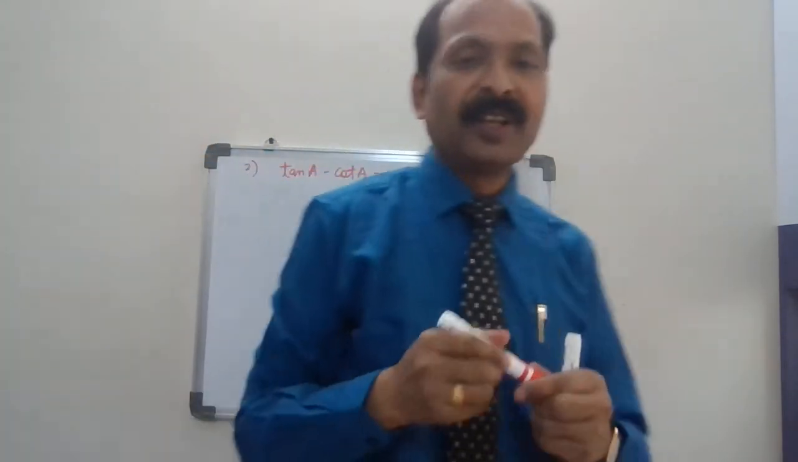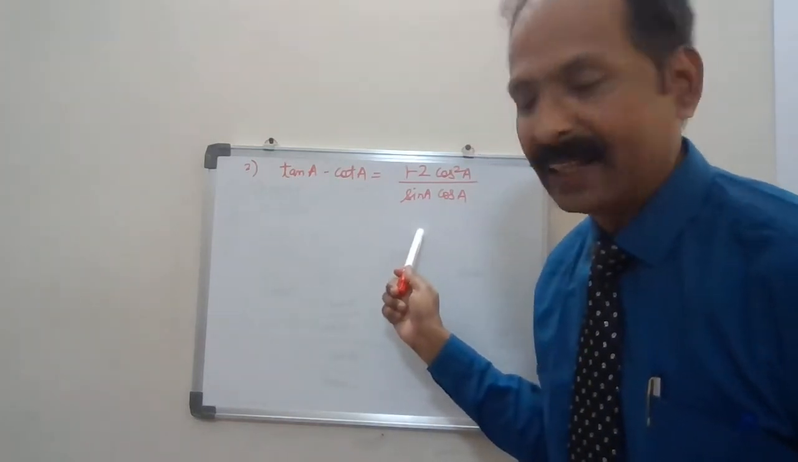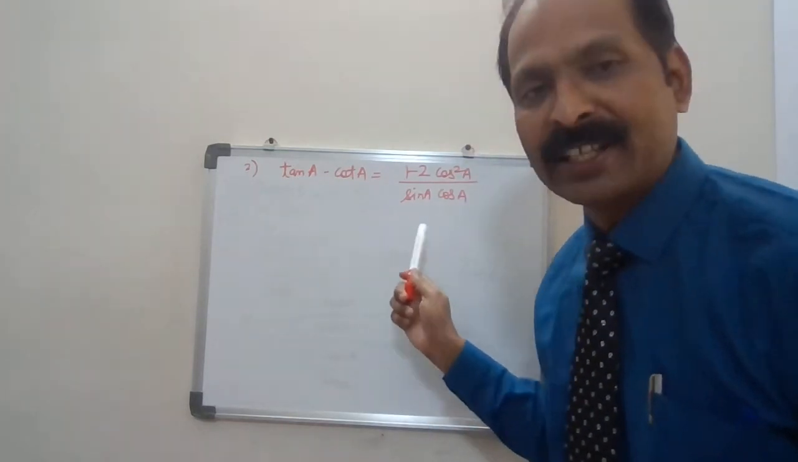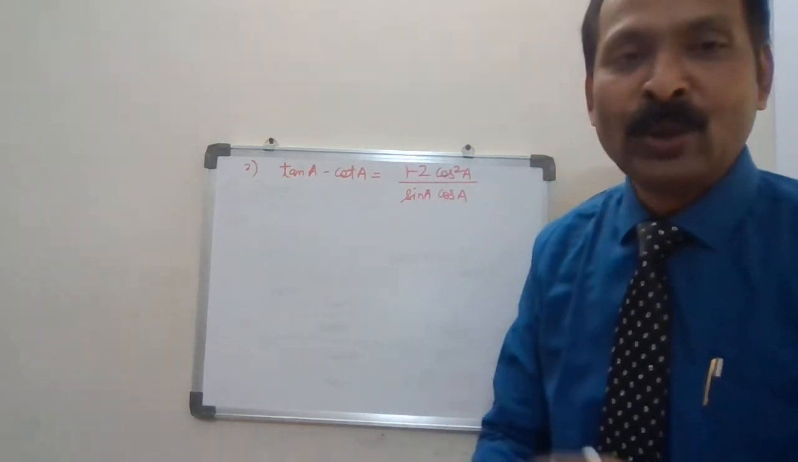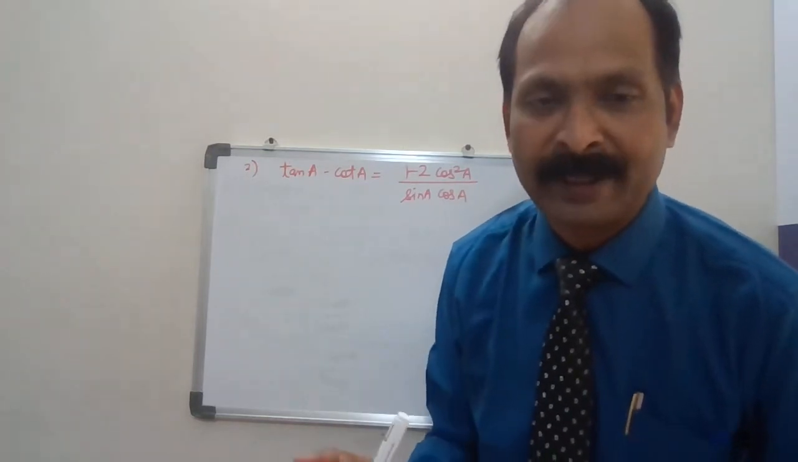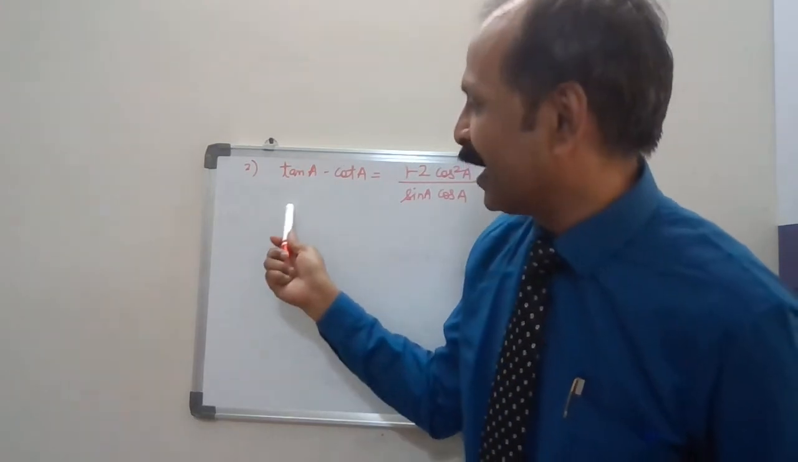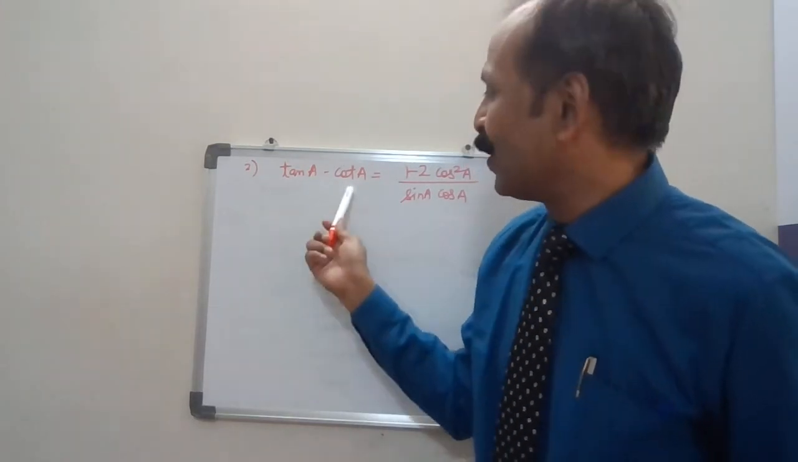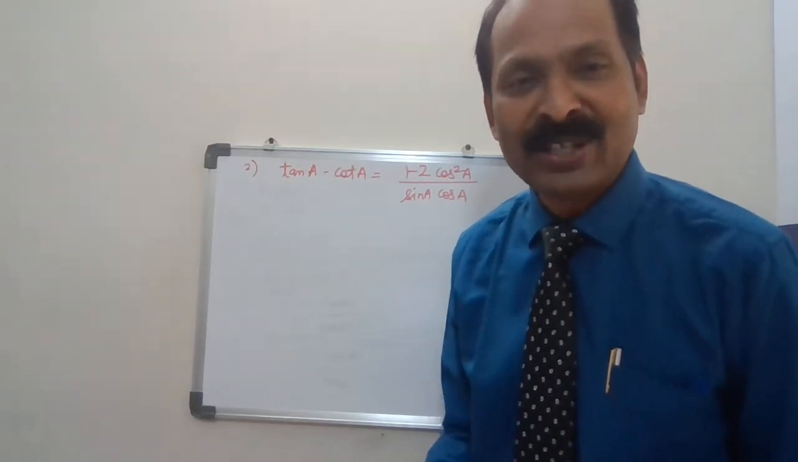Please remember, whenever you solve any sum, focus on the right hand side. Your right hand side needs sin A cos A as denominator, and numerator 1 minus 2 cos square A, which means you don't need any other ratio. As I told you, every ratio can be converted into sine and cos. So tan A is sine upon cos, cot A is cos upon sine A. Just substitute the values. So start with the left hand side.